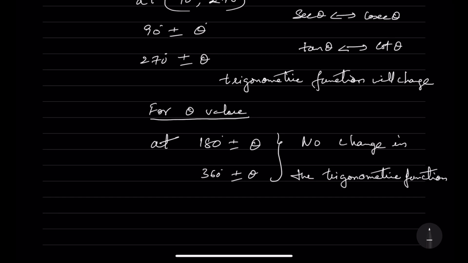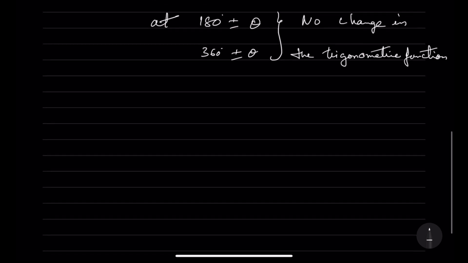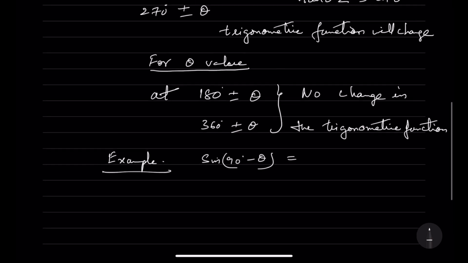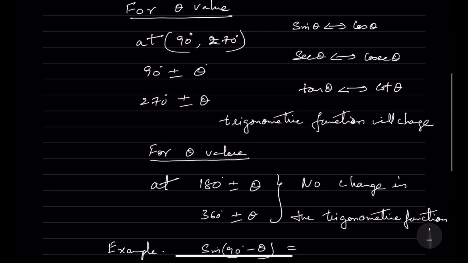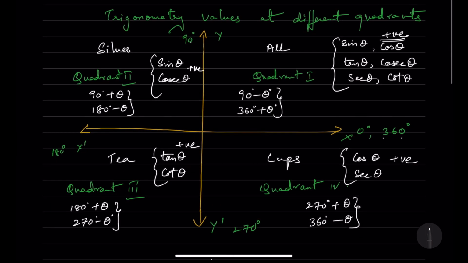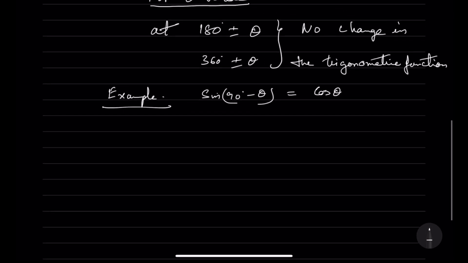So if we go into different problems, we'll just take some examples. In this example problem, suppose we have sine of 90 minus theta. Now 90 minus theta will change here, because for theta values at 90 and 270, that is 90 plus or minus theta, sin theta will become cos theta. So now it will become cos theta, but we have to see whether it is positive or negative. Now you know from this diagram that 90 minus theta lies in the first quadrant, where all are positive, so it will be a positive value.